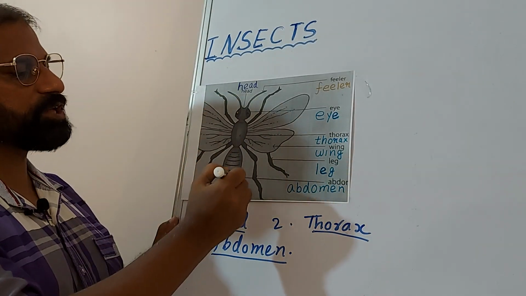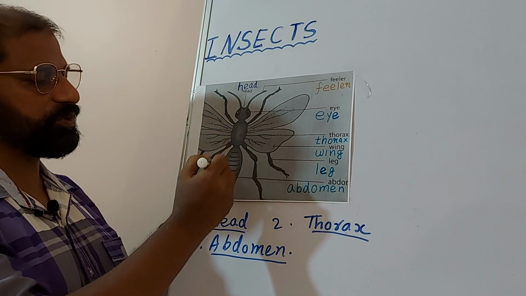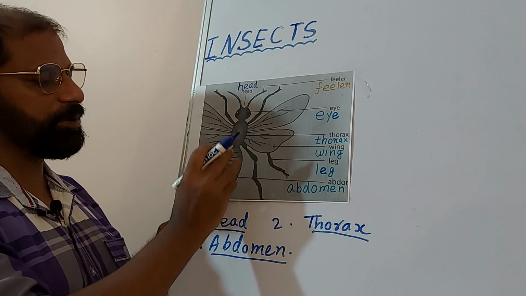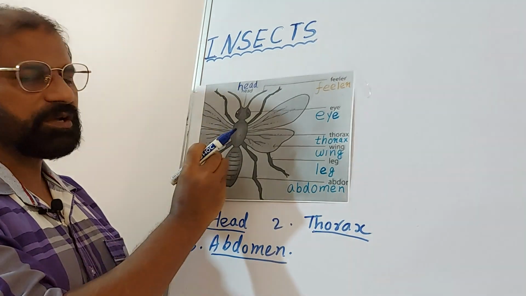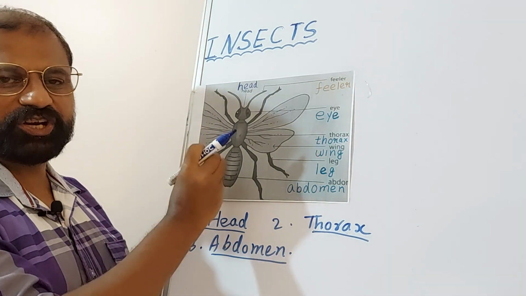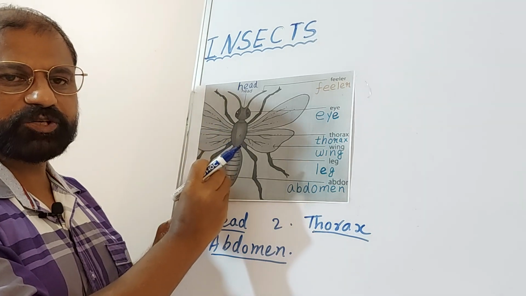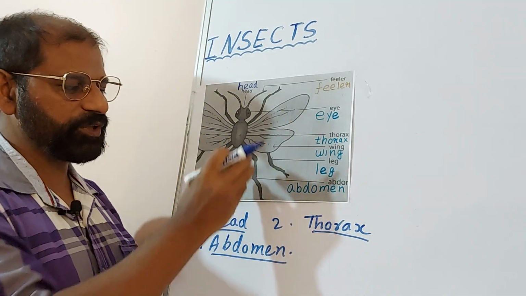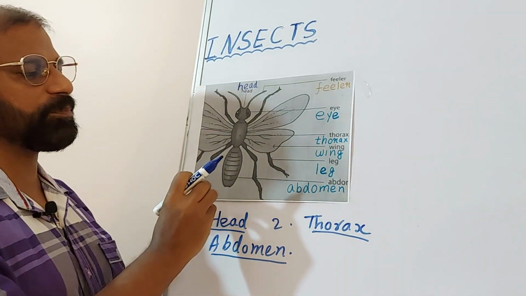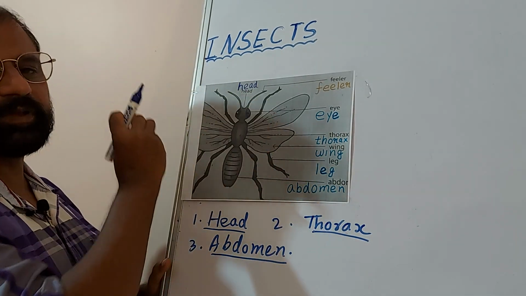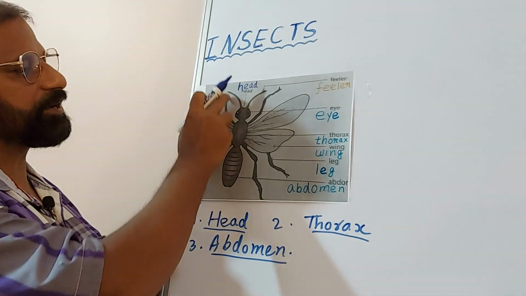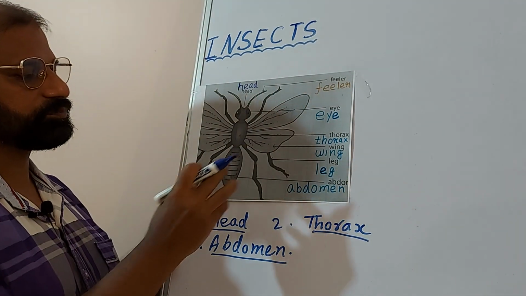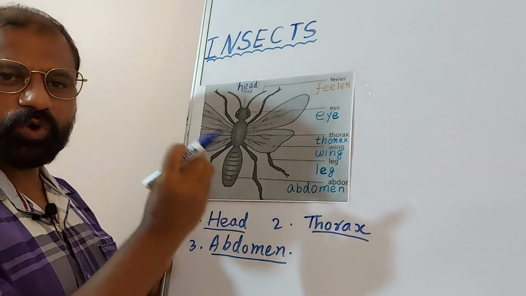Then below the thorax we get the abdomen. Of course the abdomen part is not specified, but in the abdomen digestion takes place, respiration takes place, and excretion is also done in the abdomen. That is the use of abdomen. Wings help them to fly, and the feelers help them to smell. Of course the legs help them to walk.